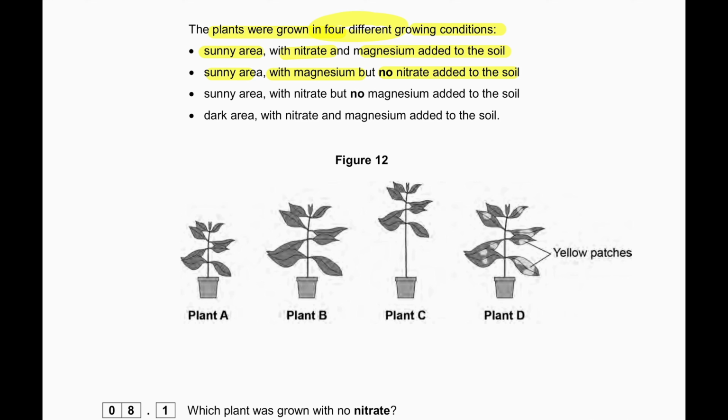So guys, when nitrate and magnesium are present, plants are able to make chlorophyll. Chlorophyll is a protein but requires magnesium. When magnesium is present but no nitrate is present, the plants are unable to make protein. So we need to keep that in mind.